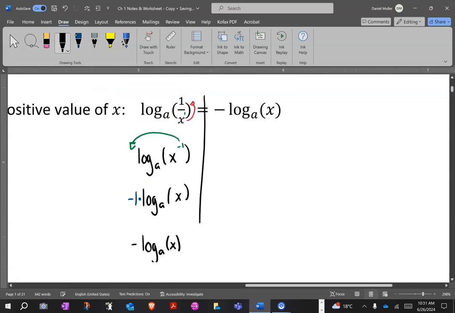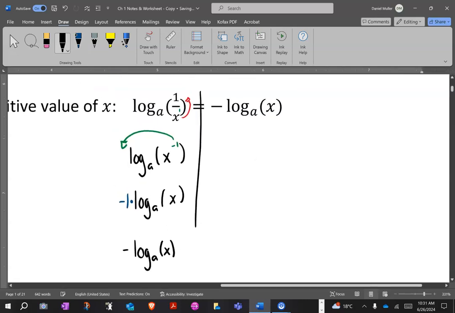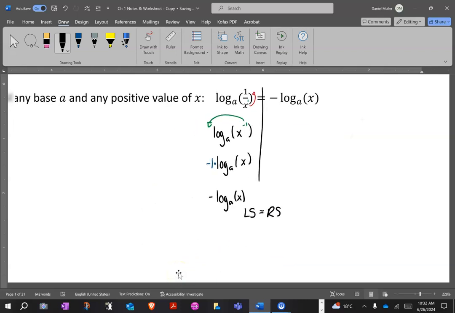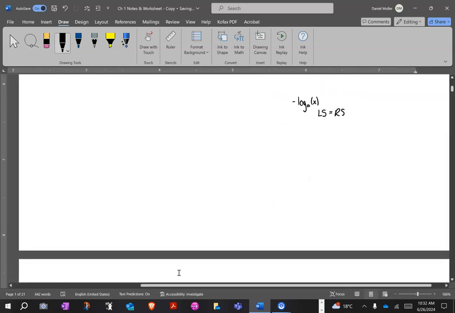So what have I done here? I brought my exponent up, x to the 1 brought up, so I brought the whole term up, but I changed the exponent to a negative 1. And then I've got the log law that says if you have an exponent, you can bring it down front and turn it to a multiply. And I didn't need the 1. And now the left side and the right side are the same. Left side equals right side. Okay, let's try another one here.